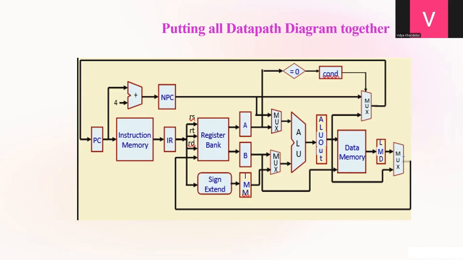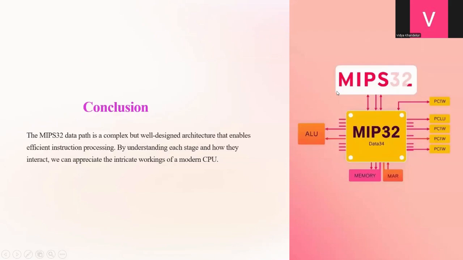All these steps we have seen in bits and pieces from the overall slides. So this is the overall diagram for the design of the data path of MIPS 32. So, conclusion. The MIPS 32 data path is a complex but well-designed architecture that enables efficient instruction processing. By understanding each stage and how they interact, we can appreciate the intricate working of a modern CPU.